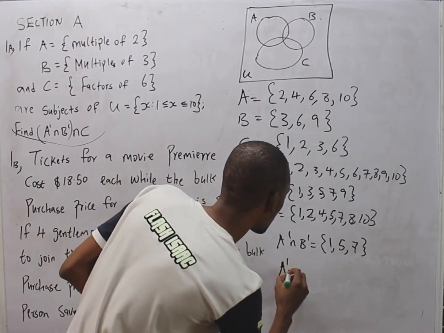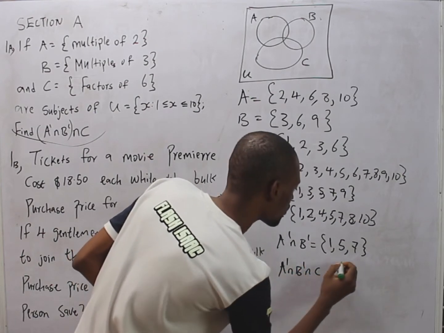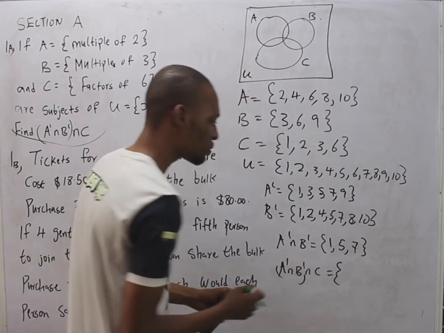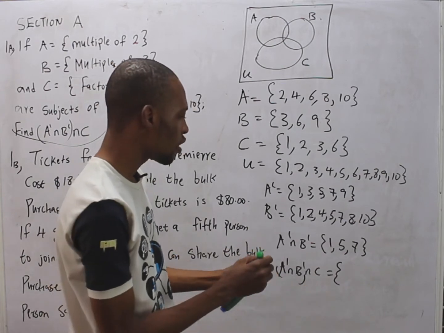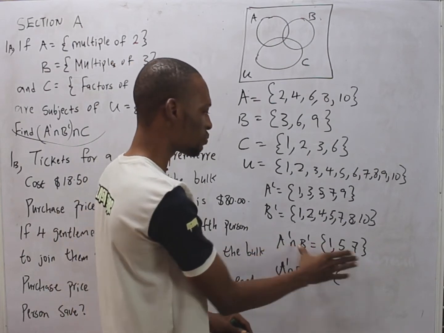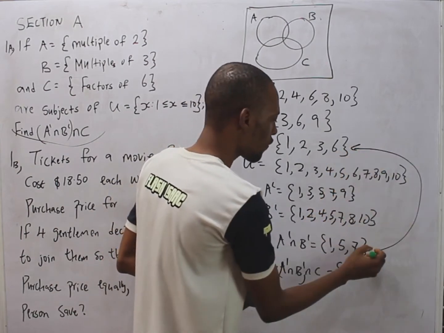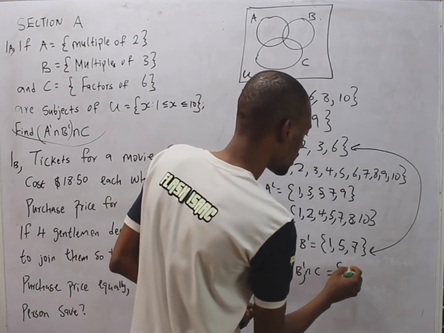We are looking for A prime intersection B prime intersection C. Remember, we've solved for A prime intersection B prime, which is this. So this intersection C is simply what A prime intersection B prime have in common with set C. What they have in common. There is 1 here, there is 1 here. So they have 1 in common.